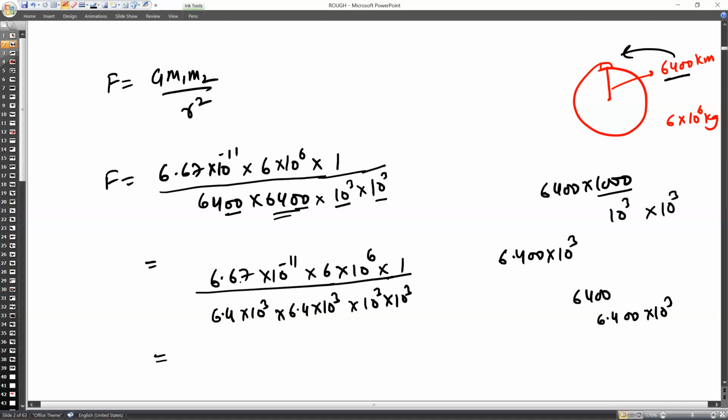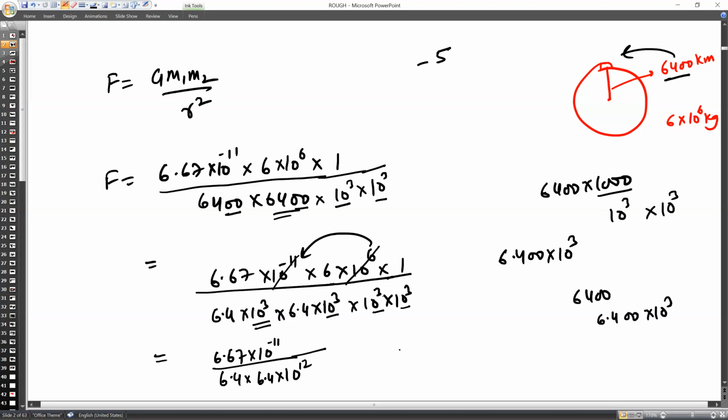Now the total power we are going to have here is 10 to the power 3 plus 10 to the power 3 plus 10 to the power 3 plus 10 to the power 3, so we are going to have 10 to the power 12. Got it? So 6.4 into 6.4 into 10 to the power 12, the powers are added. And here we have 6.67 into 10 to the power minus 11. So this 6 and minus 11 will give minus 5. So this power and this power will get cancelled out.